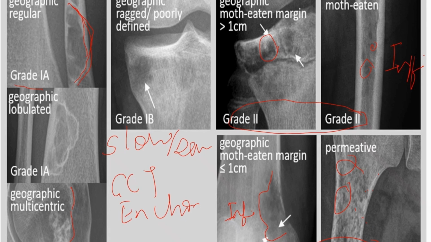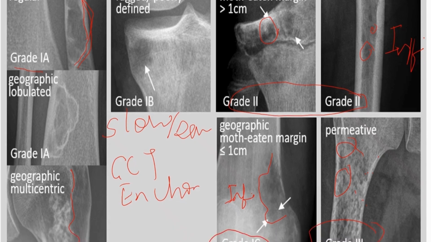So these are the different grades of bone destruction classified by Ludwig. Grade 1 is divided into 1A, 1B and 1C, and then grade 2 and grade 3. Grade 1 is the less aggressive, more benign lesions, whereas grade 2 is aggressive lesions and grade 3 is highly aggressive lesions.